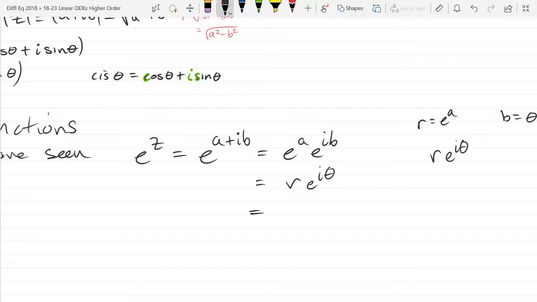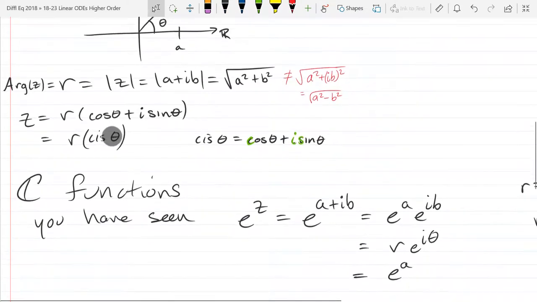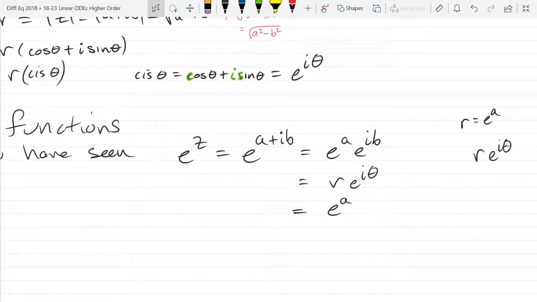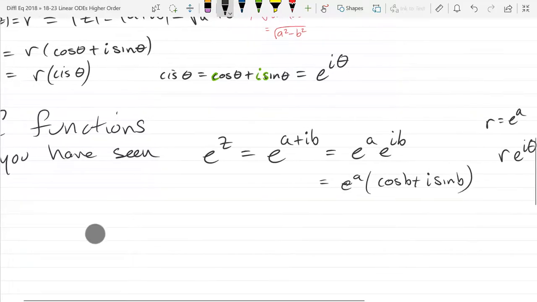So let's come back to this e to the a. I'm going to write it as e to the a, e to the ib. Did I write that anywhere? No. This cis function right here is exactly the same as e to the ib, or in this case, e to the i theta. That's all the cis function is. It's the angle part of the Euler form. So we got e to the a, cos b plus i sine b. So we got radius and an angle.